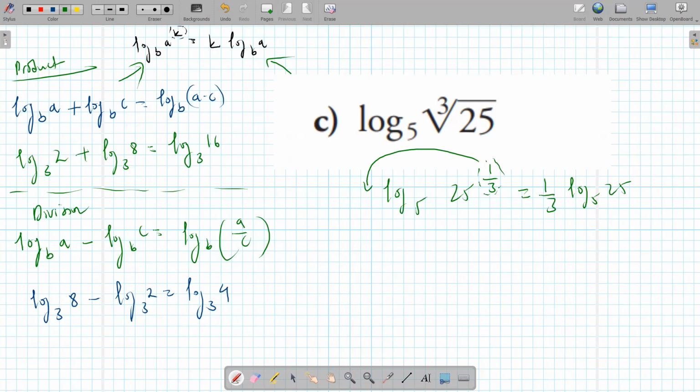Now, what's log base 5 of 25? What is this bit? What does that evaluate to? 2. Yes, so we have 1/3 times 2. What's 1/3 times 2? 2/3. Yeah, that's it. Final answer, two-step answer if you know what you're doing.